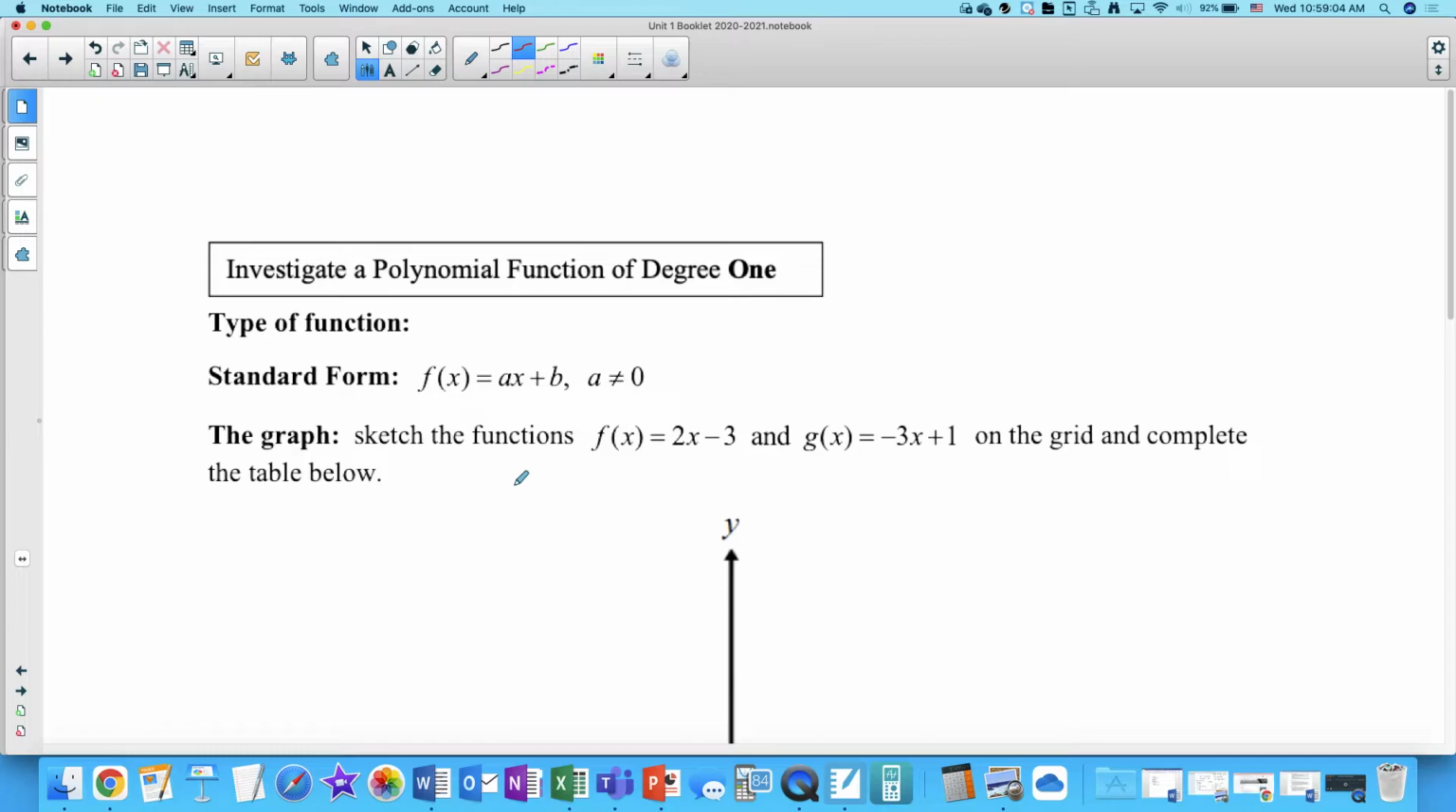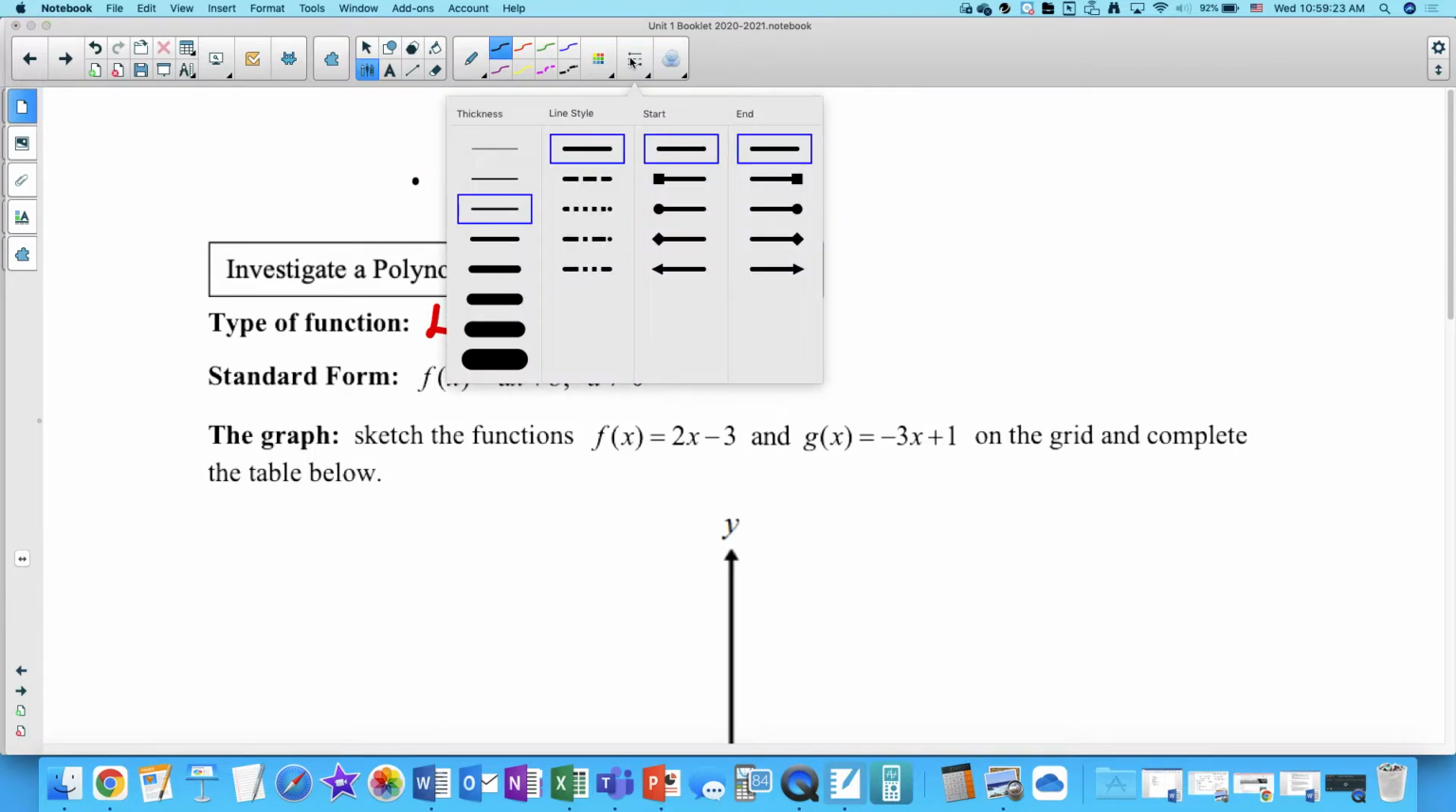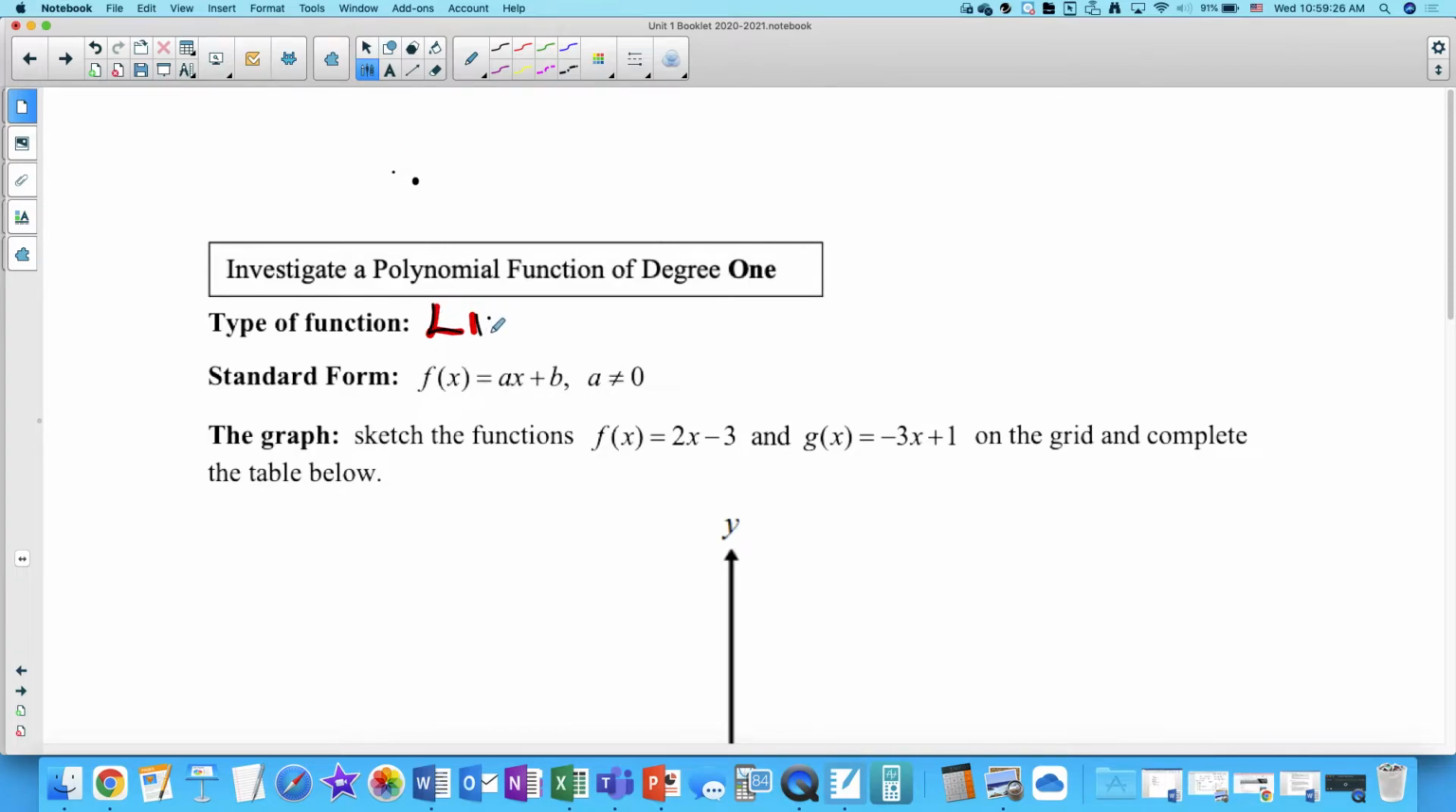Okay? Now, do you guys know what these are called? You would have seen them in grade 10. Linear. Yeah. They are also called linear functions. And they are called linear functions because they form a line when graphed. Okay? Standard form of a linear function is f of x equals ax plus b.